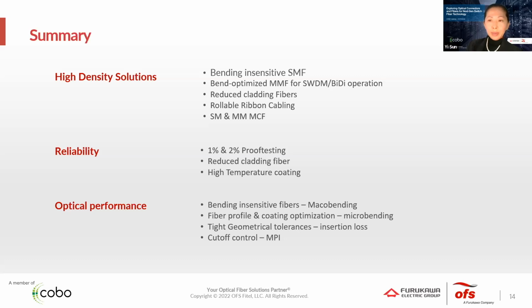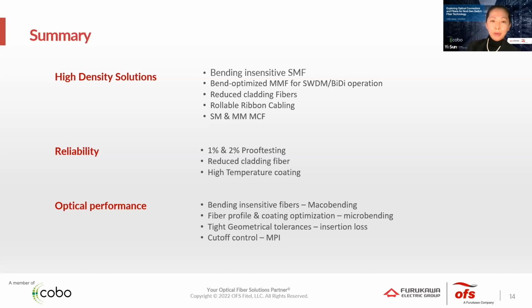And so we mentioned at the beginning, in the high density solutions, Mabul just mentioned the rollable ribbon, and there are other approaches, bending sensitive design and single fiber, multiple fiber, and their wavelengths multiplexing, BiDi or SWDM, and the thin fiber, reduced cladding, and multi-core fiber. That's the most future-looking technology. And for the reliability challenge, there are ways to improve that: increase the 2% proof testing, reduce cladding design, and use high temperature coating.